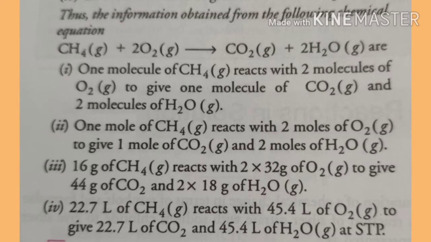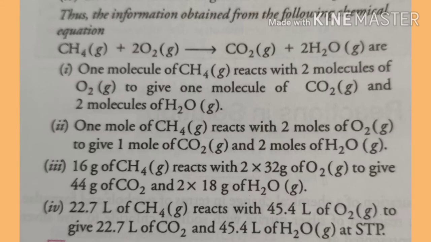Now the third point is we can represent it in terms of grams. In terms of grams, 16 gram of methane reacts with 2 into 32 gram of oxygen to give 44 gram of carbon dioxide, and then 2 into 18 gram of water. So we can say if you take 16 gram of methane, then it requires 64 gram of oxygen, and then in the products you will get 44 gram of carbon dioxide and 36 gram of water. So this is represented in gram. This is quantitative estimation, so we can represent it in terms of gram.